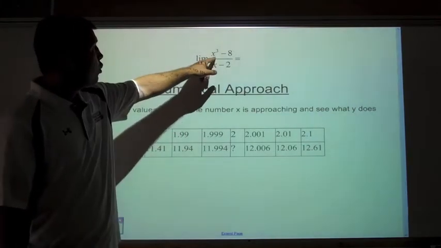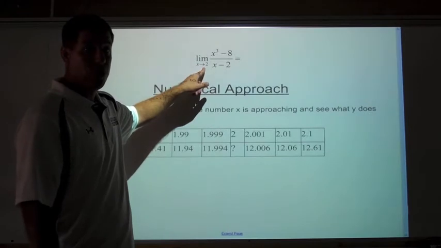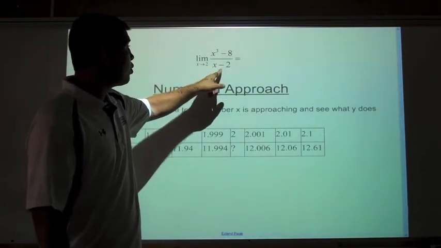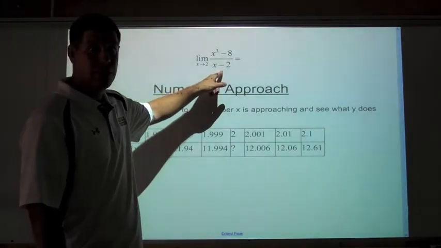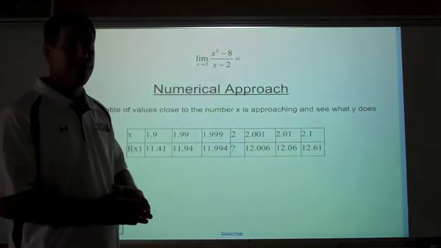Our function is x cubed minus 8 over x minus 2. We want to take the limit as x approaches 2. Now when we plug 2 into this function, you see the denominator is 0. So it's undefined at that point. So it's not as simple as just plugging in and saying the value.